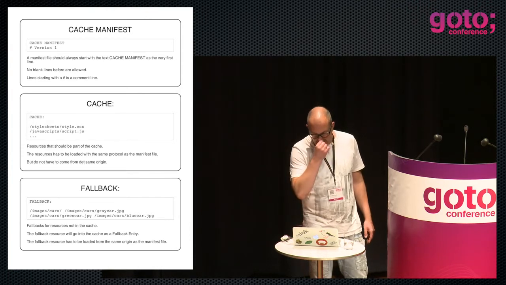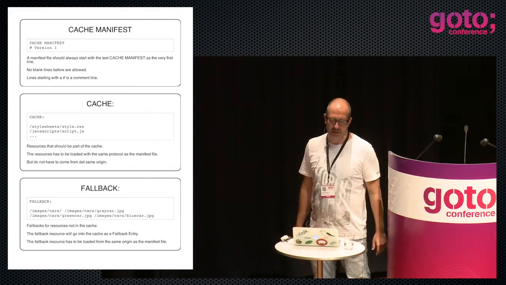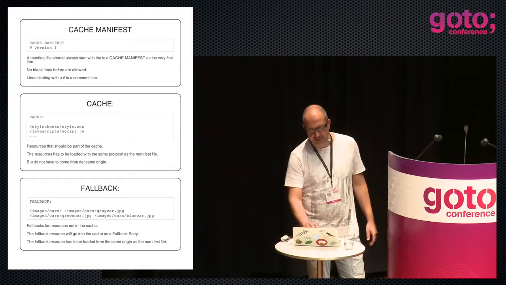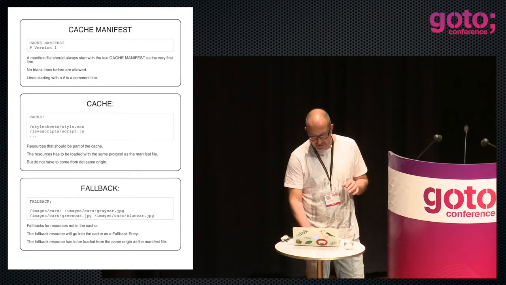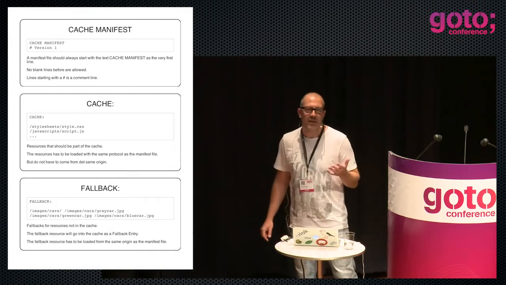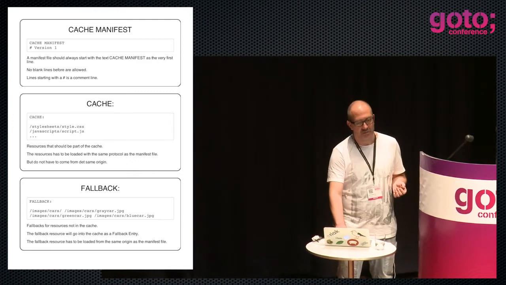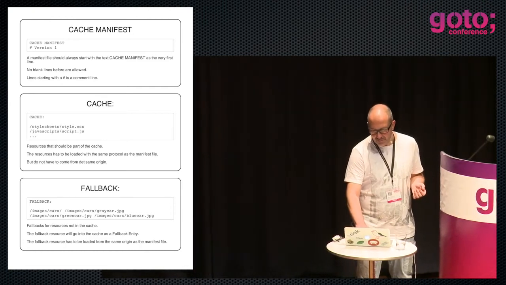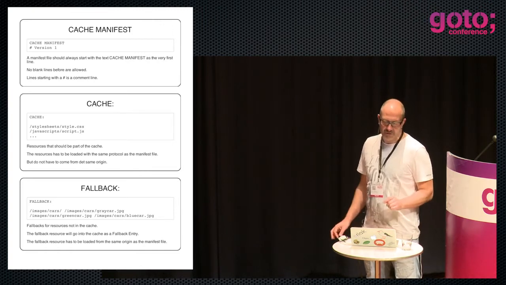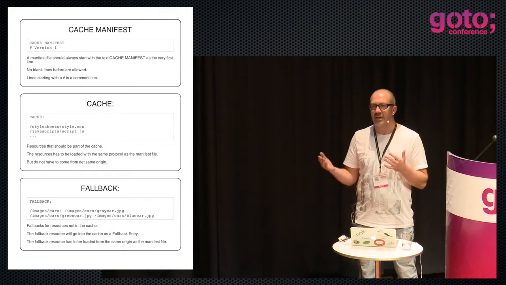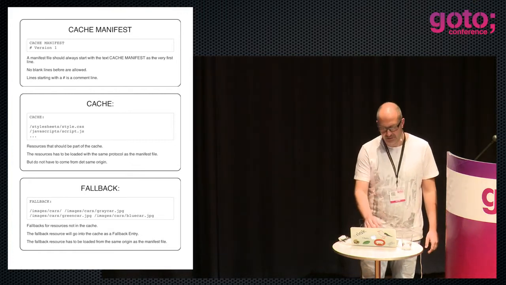Okay, that was the header part. The cache part is where we put in the files that we want to be under AppCache control. So here we put the style sheets, the JavaScript files, and the like. The file that has the cache manifest, you don't have to mention that once again. It will be in the cache, and you don't have to do anything to put it there. The resources have to be loaded with the same protocol as the manifest file, but do not have to come from the same origin. So if it's an HTTP cache, all the files in the cache have to be HTTP and not HTTPS, for example.